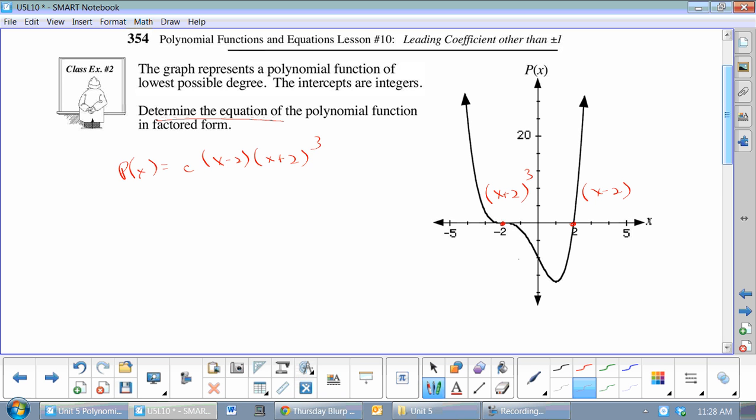Now, if you're ever going to find c, you need to have a point on the graph. Do not ever pick the x-intercepts, okay? We've already used them in the equation. So you can't use points that are already in the equation. You can't use them again. So what would be another valuable point? The y-intercept, okay? And do you see how it was very deliberate that they nicely went through there?